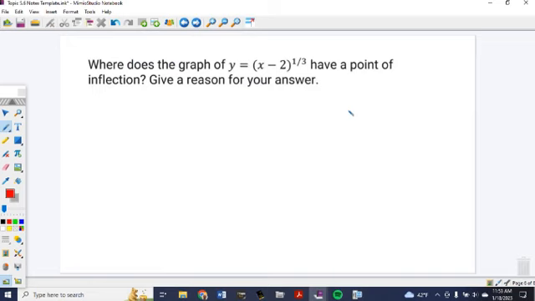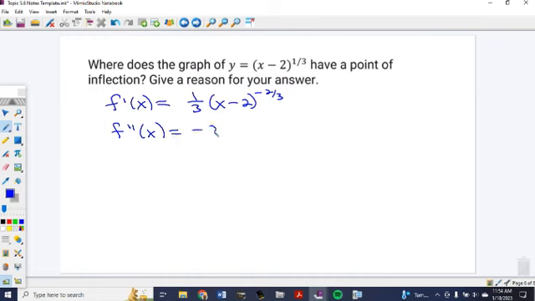So let's take a look at this next problem. Where does the graph of this kind of ugly function have a point of inflection? Give a reason for your answer. So the first derivative, f prime of x, is going to be 1/3 times x minus 2 to the -2/3. We wouldn't need to use the chain rule, but the derivative of the inside is just 1. The second derivative will be -2/9 times x minus 2 to the -5/3.